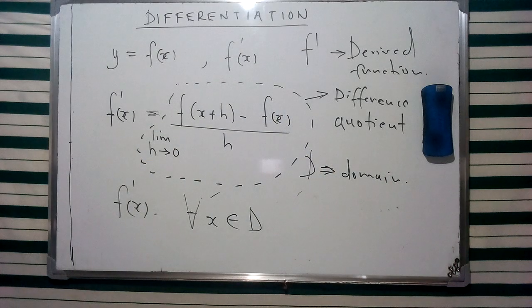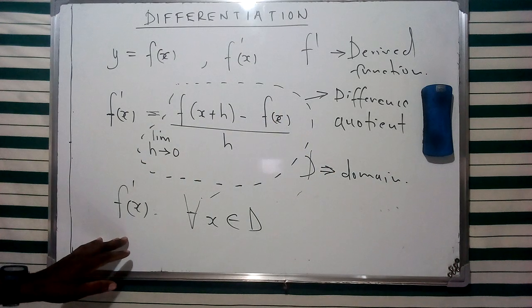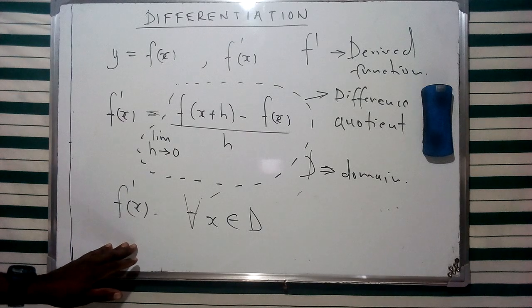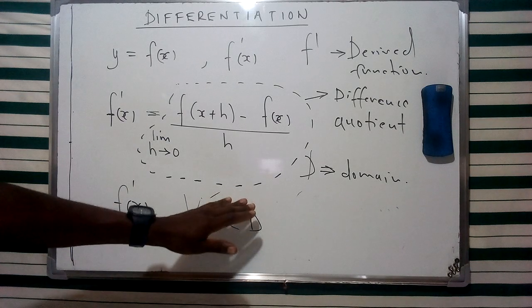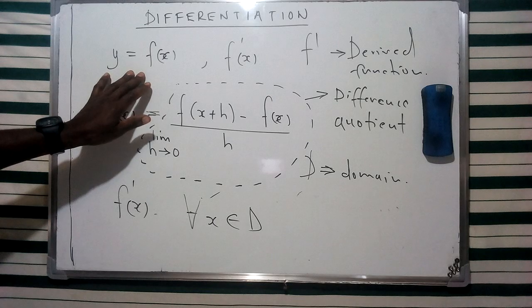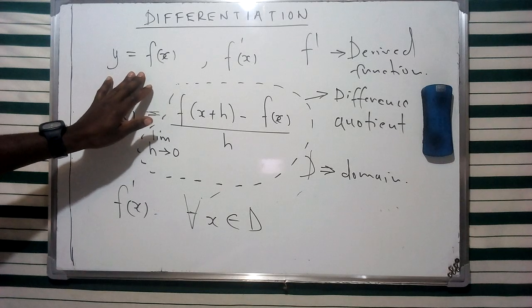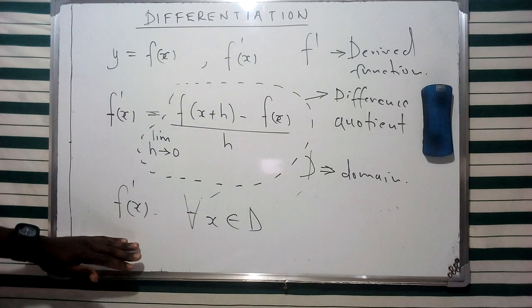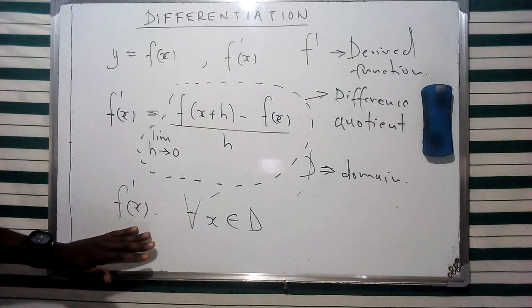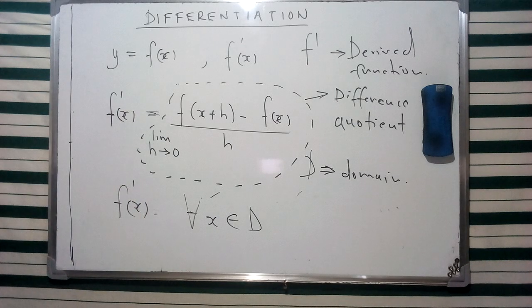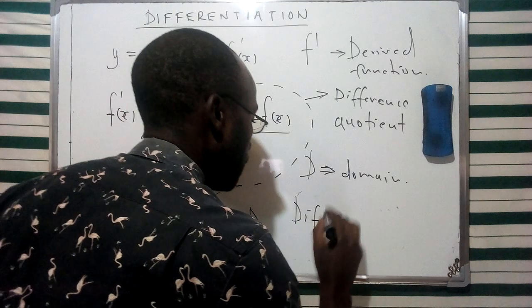Therefore, if f prime of this function consists of values which are in the same domain as the definition of the function f of x, this is said to be a differentiable function, and f prime can be obtained from f of x through a process we refer to as differentiation.